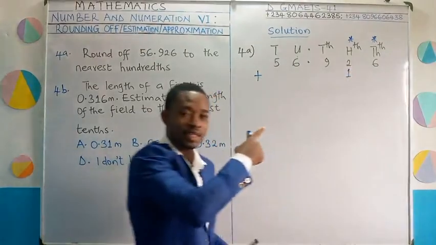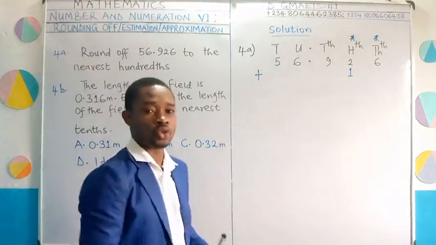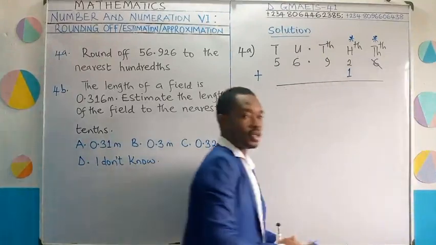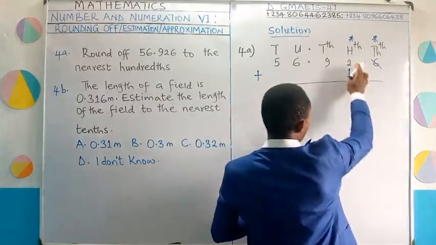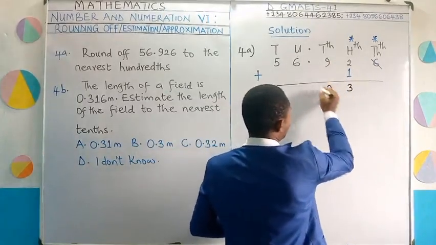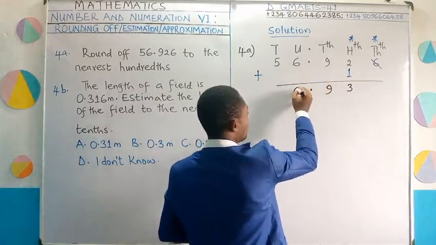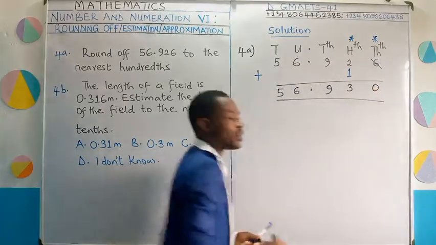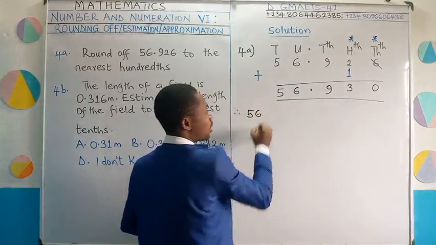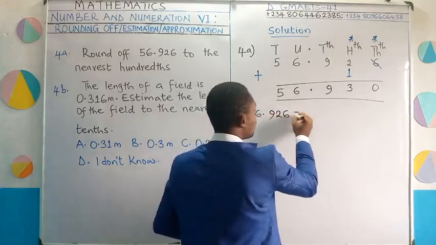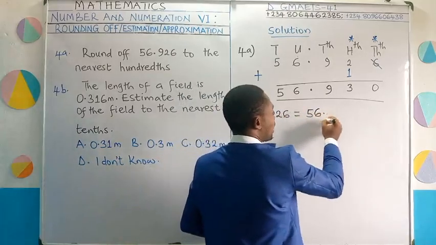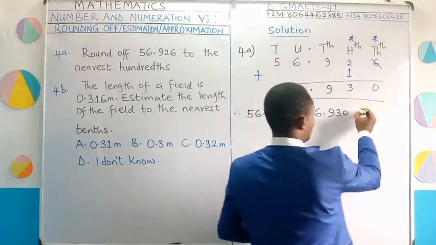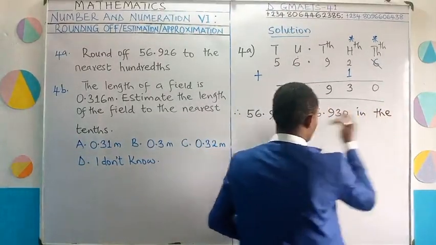I'll add the 1 under the hundredths digit because that's where I'm rounding off into. Once you do that, you know what's going to happen to this 6. It reduces to 0. And so working this out, 2 plus 1 is 3. Step down your 9, put your point here. Then this is 6 and 5. This will become 0, so it gets down there. And we are done. In conclusion, therefore, 56.926 is equal to 56.930. And this 56.930 is still the same as 56.93. Are you following, right? In the nearest hundredths.